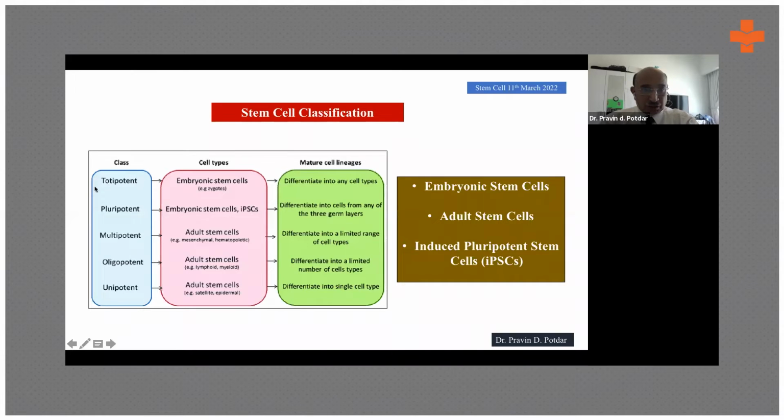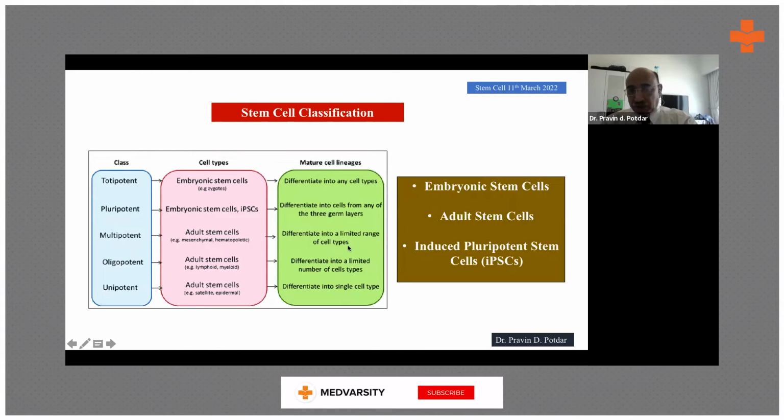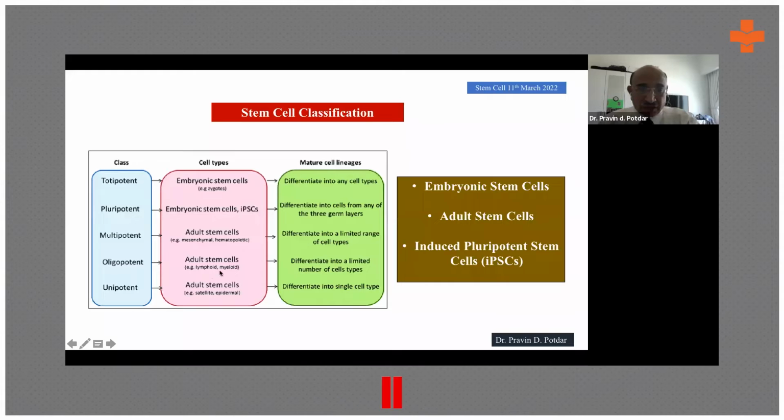As you know, totipotent, you must have read this. Totipotent is the embryonic stem cell, which gives differentiation into all cell types. Pluripotent is embryonic stem cell only, which differentiates into cells from all three germ layers. Multipotent adult stem cells include mesenchymal and hematopoietic, as I already explained, differentiating into a limited lineage of cell types. Oligopotent is adult stem cells like lymphoid cells, myeloid cells. They differentiate into a limited number of cell types. And unipotent is adult stem cells differentiating into a single cell type. These will only show you the single type.